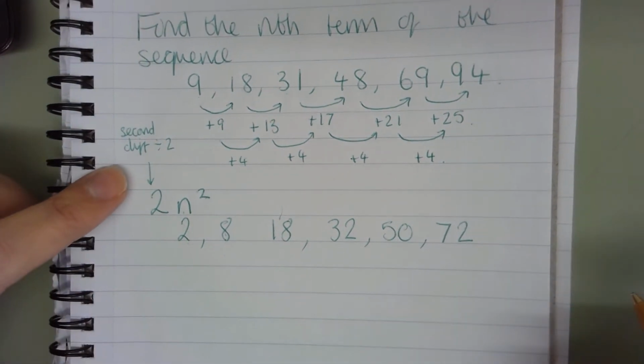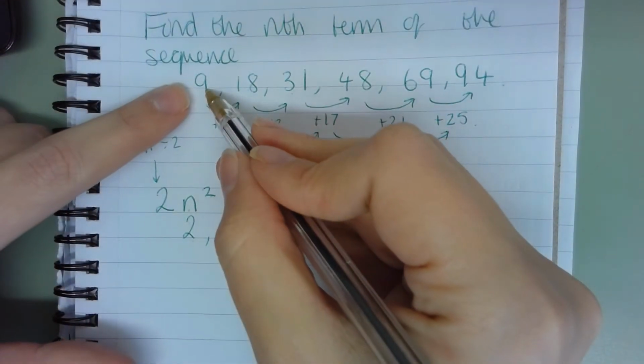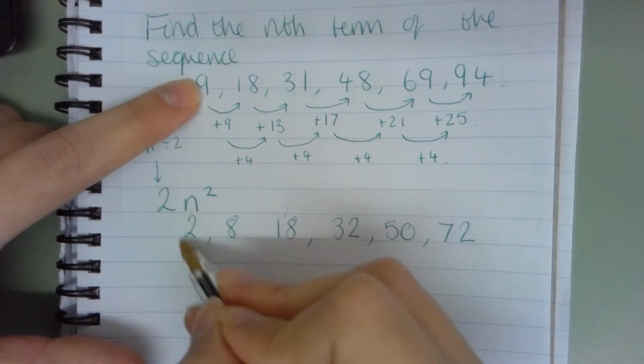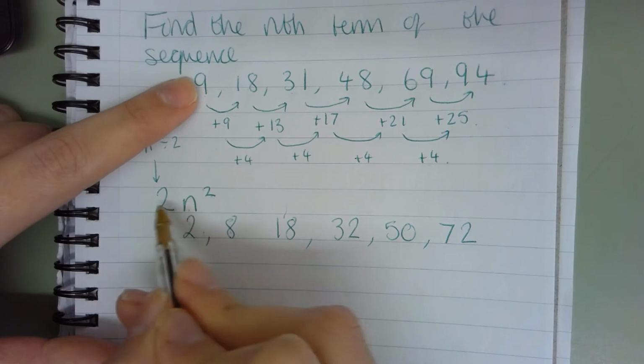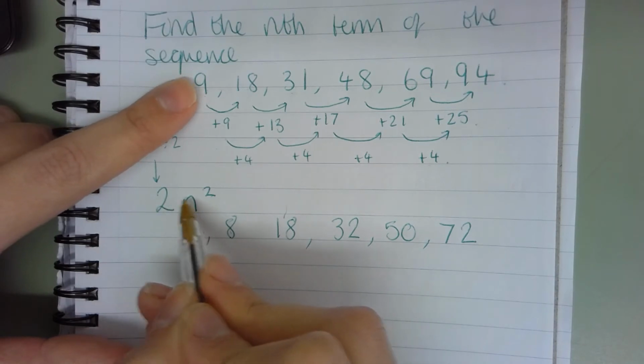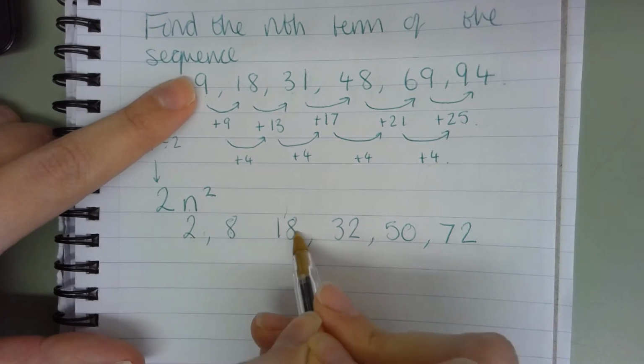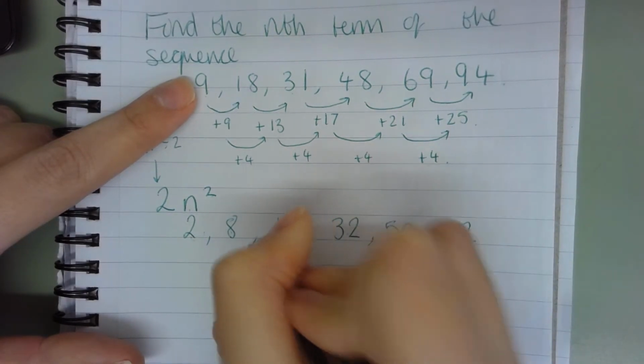So now I'm going to do a subtraction. I'm going to do my original sequence, take away the bit that I know I've got already. I already know I've got 2n squared in the sequence. We know that's part of the sequence. So I'm going to take away what I've found already to see what I'm going to be left with.